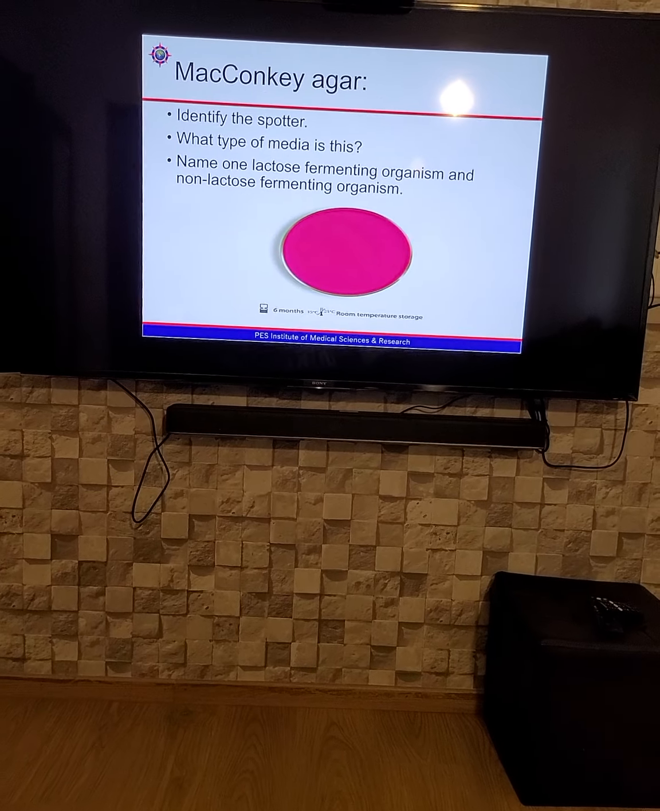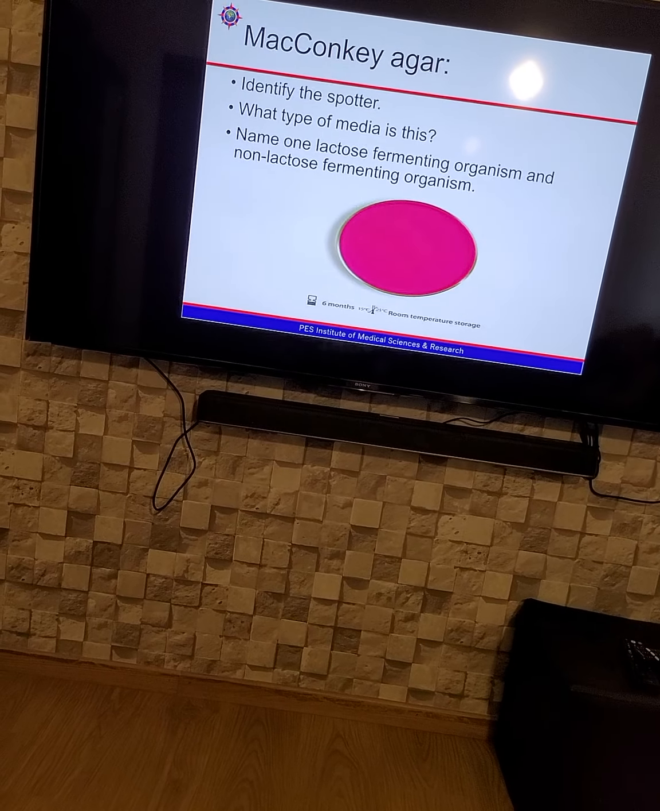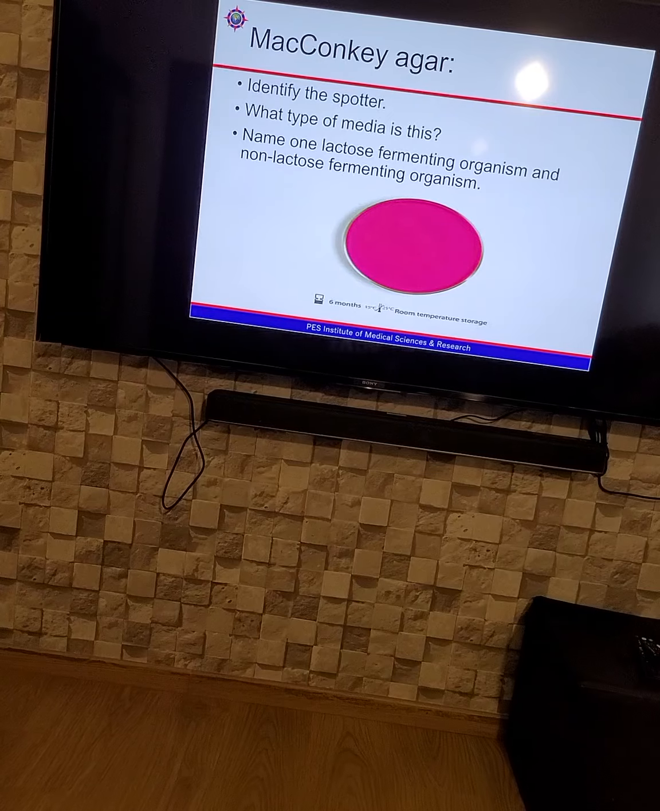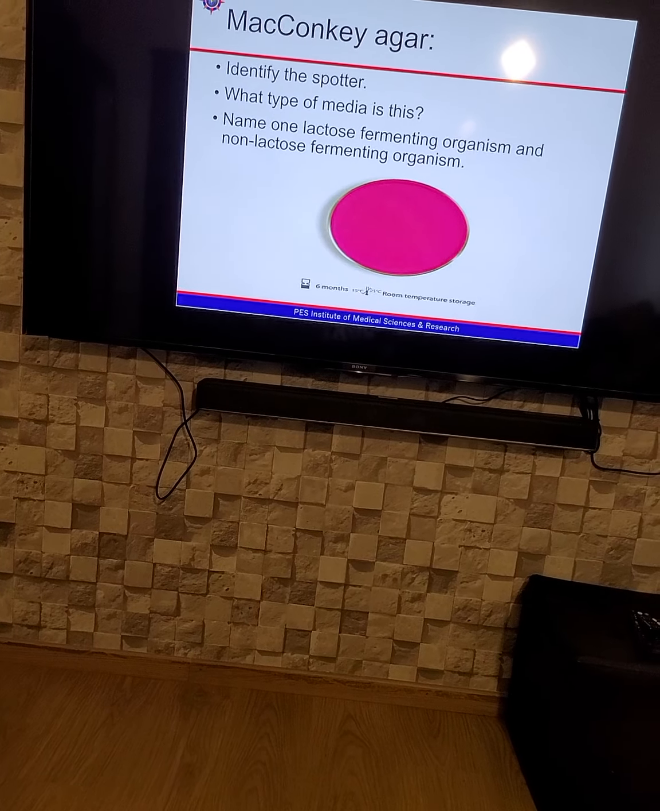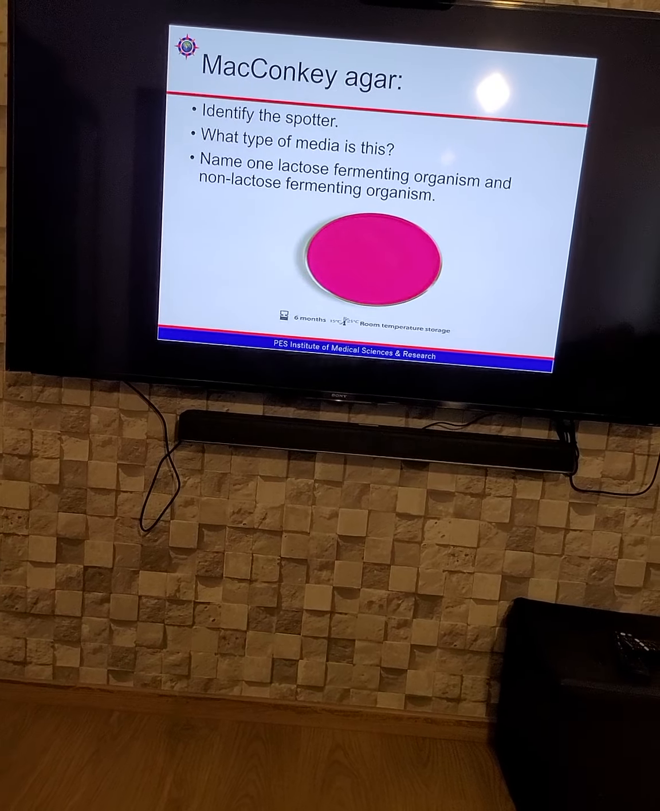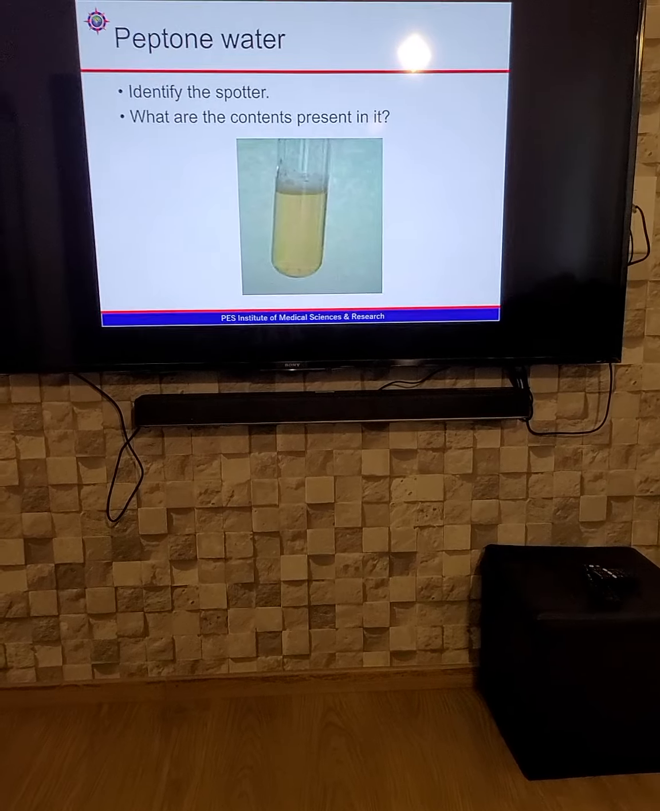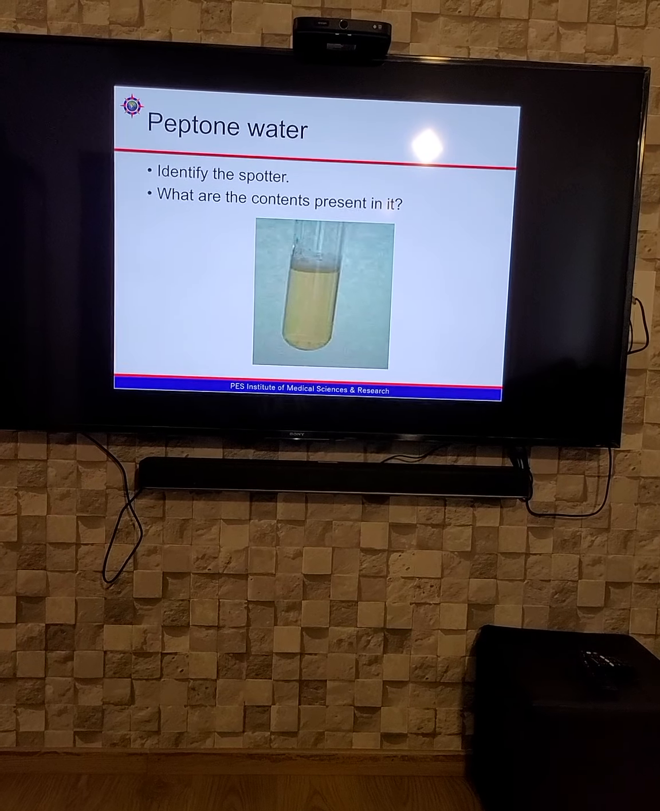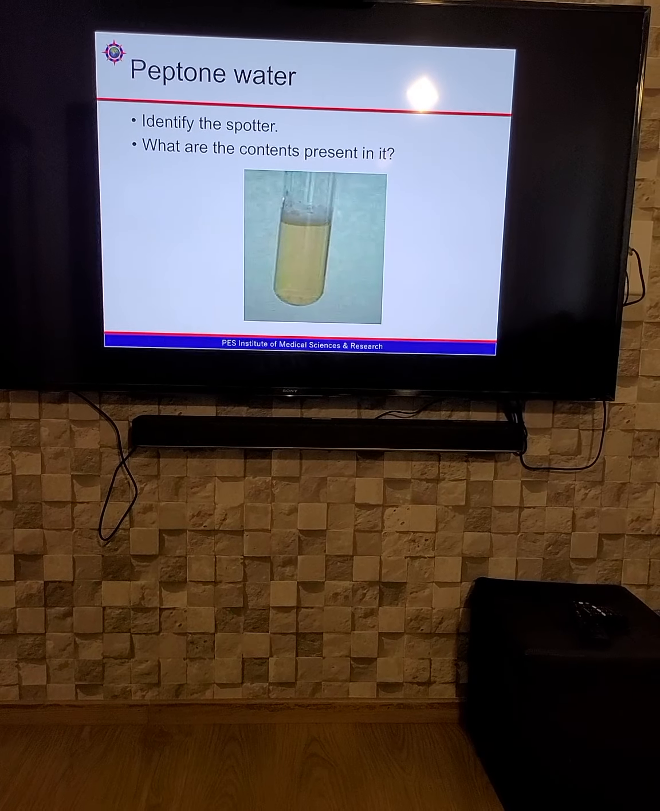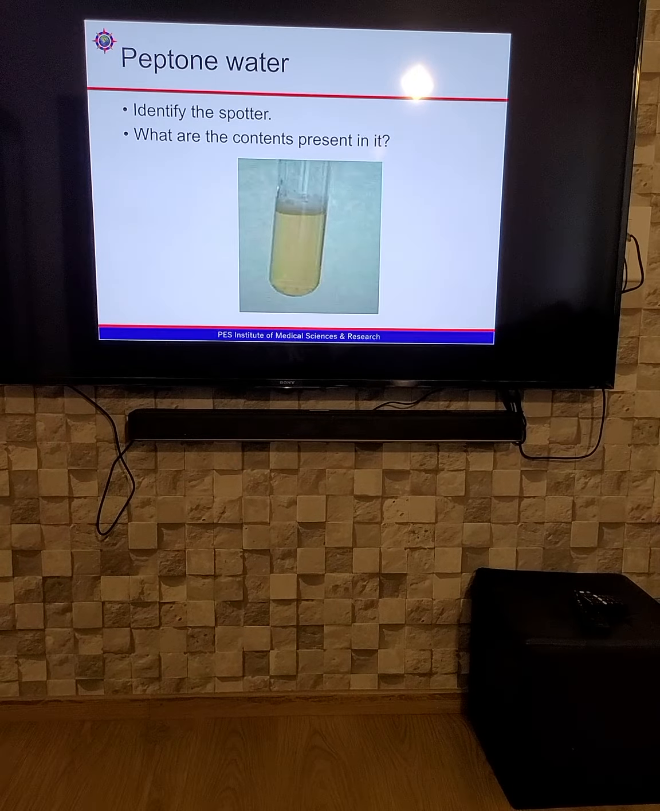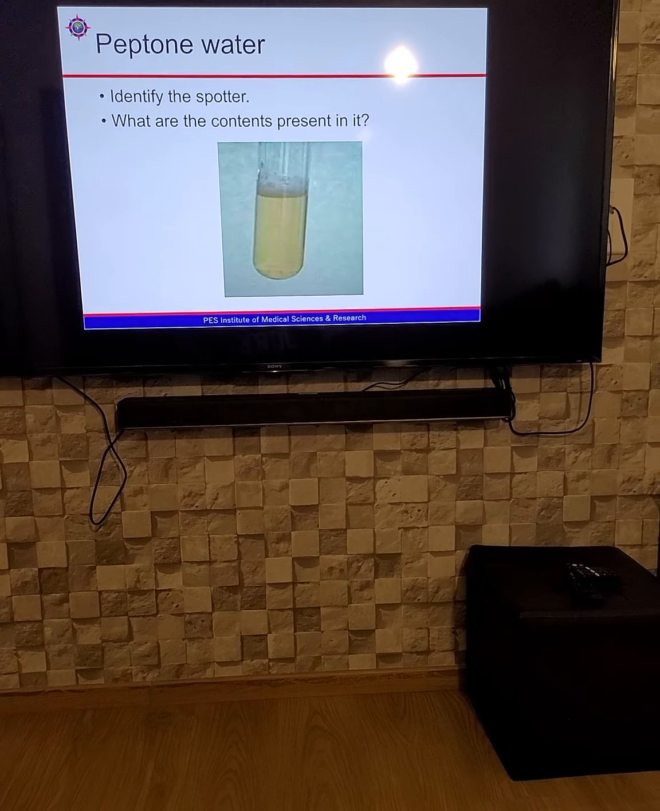This is MacConkey's medium. Please remember the mnemonic: peptone, lactose, agar, neutral red, and taurocholate. It differentiates between lactose fermenters and non-lactose fermenters. Lactose fermenters look pink in color, non-lactose fermenters look pale or colorless. This is peptone water, usually used for growing the organism for doing antibiotic sensitivity. When you add protein to it, it becomes nutrient broth.